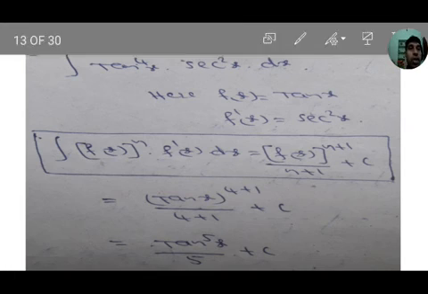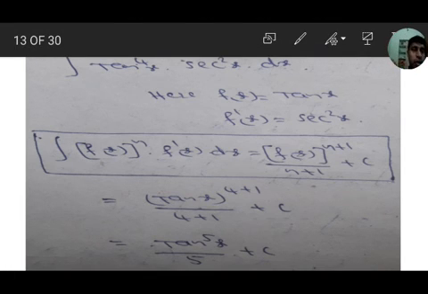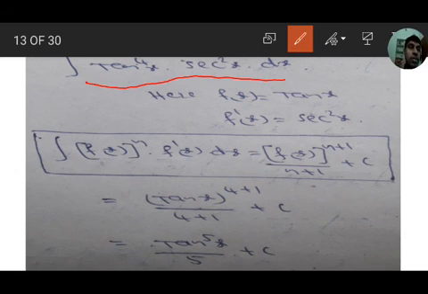This can also be done by using the formula. Every problem can be solved using the formula, also in this method. That is, integration of tan to the power of 4x into sec square x dx. Here f of x equal to tan x and f dash x equal to sec square x dx.